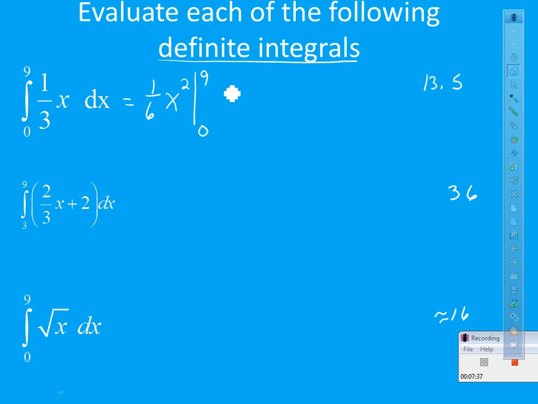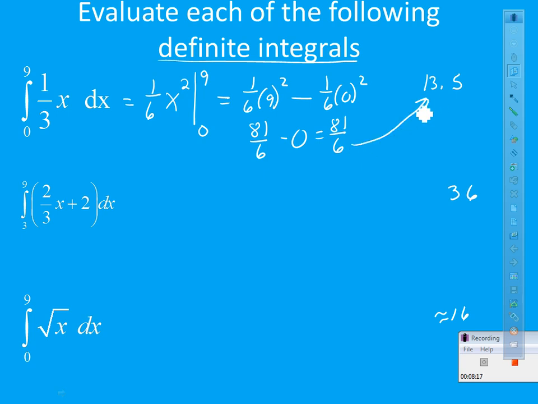Now when I do this, here's what I need to do. I need to take 1/6 times 9 squared. I need to plug 9 into there. Minus 1/6 times 0 squared. So I need to evaluate it. Whatever my antiderivative is, I need to evaluate it for x equals 9, and then x equals 0. Well, when I do this, I'm going to get 81/6 minus 0. So my answer is 81/6, which if you run that through your calculator, it's also 13.5. That's what we got a while ago.